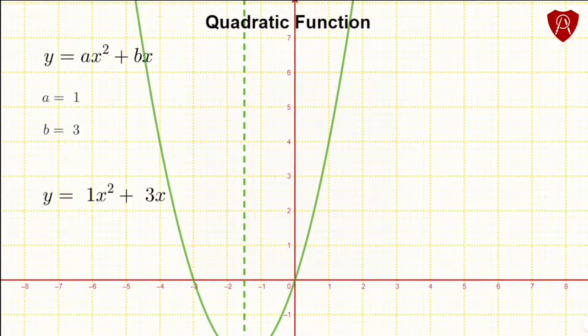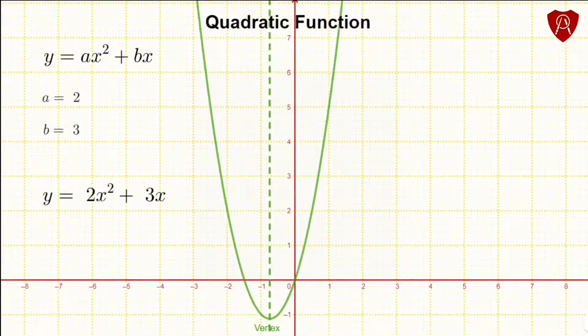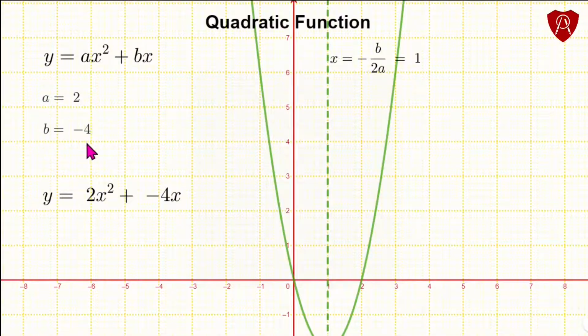Well, it's worth observing that the axis of symmetry is affected by both the values of a and b. Here is a quick way to determine the equation of the axis of symmetry. It is a line given by x is equal to negative b over 2a. For example, with b equals negative 4 and a equal to 2, negative negative 4 is positive 4, divided by 2 times 2, you get x is equal to 1, and that is the axis of symmetry.